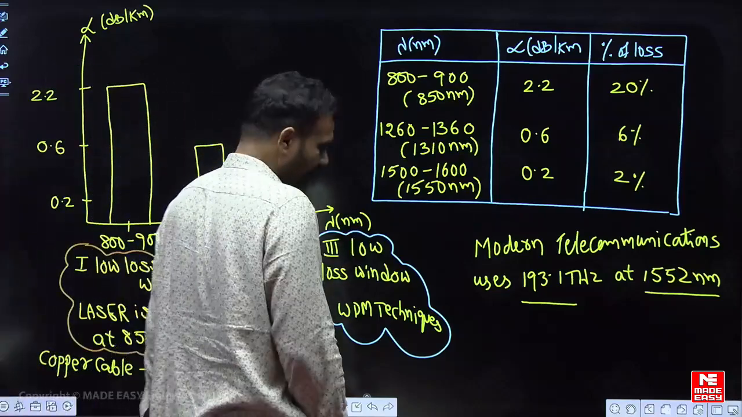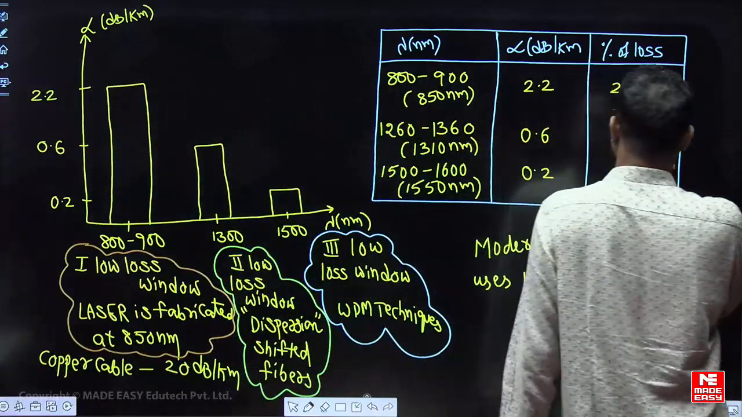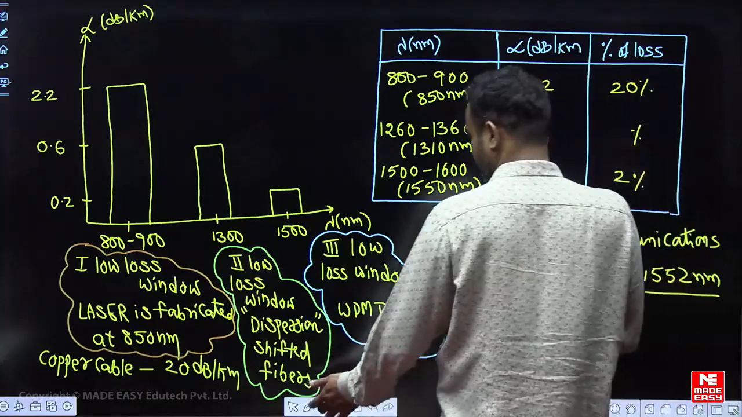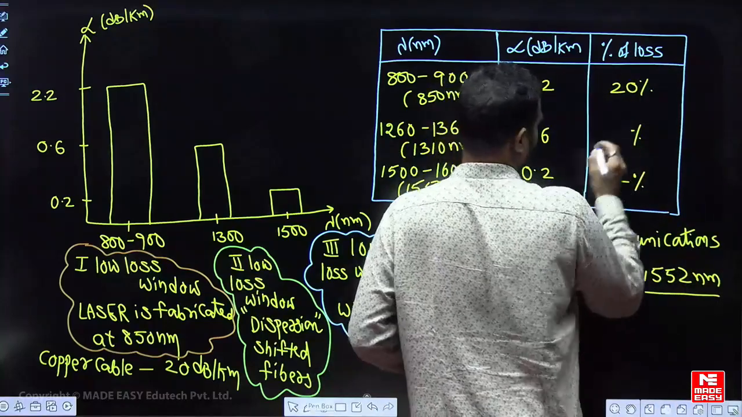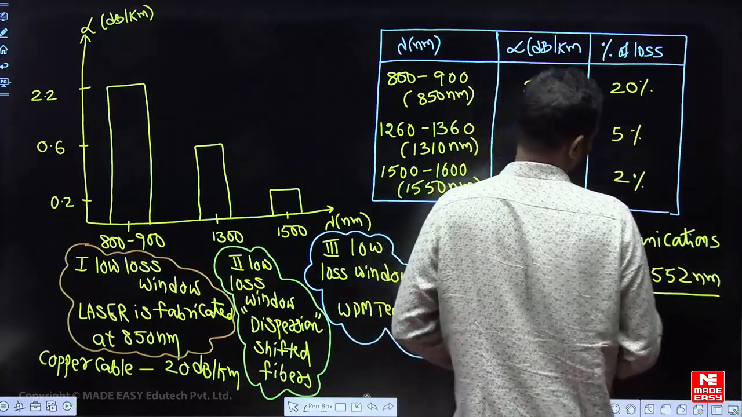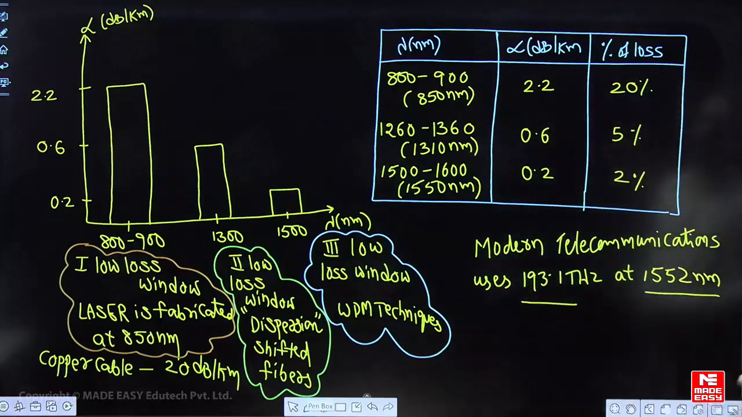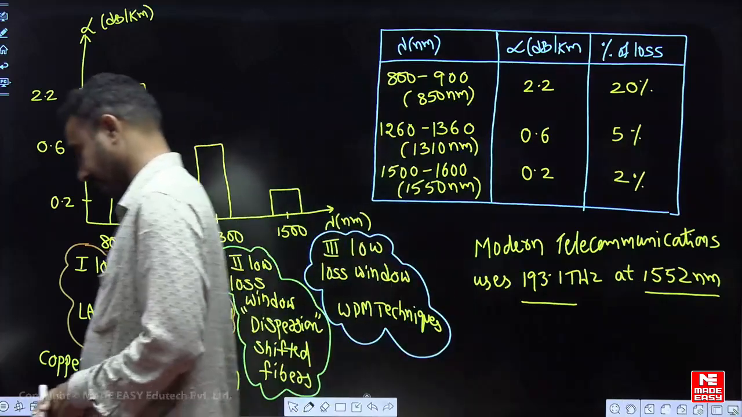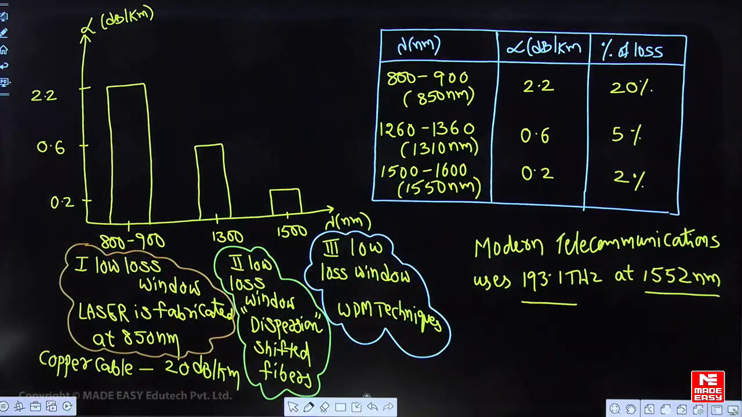Bhaiya, this loss is 5%, I wrote here 6%. This is 5%, not 6%. This is equal to 5%, 20%, 5% and 2%. If it is completely copied, please put a message, I will explain the points and we will start with the causes for attenuation.